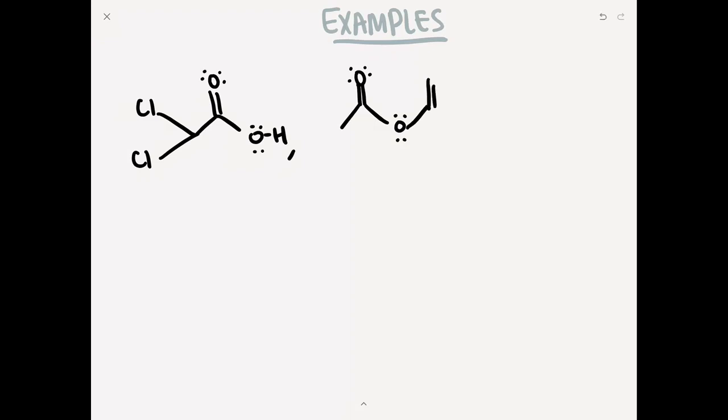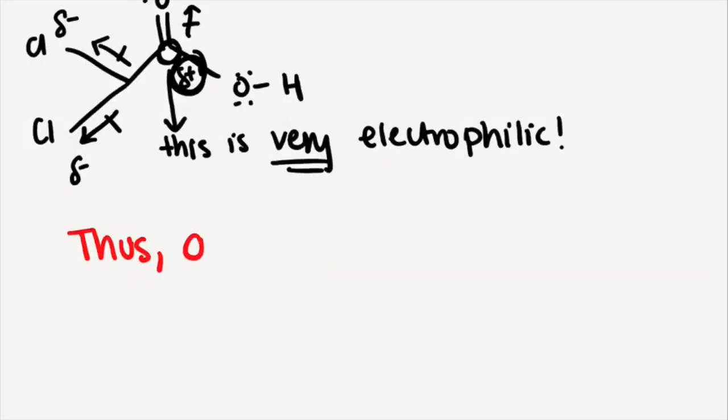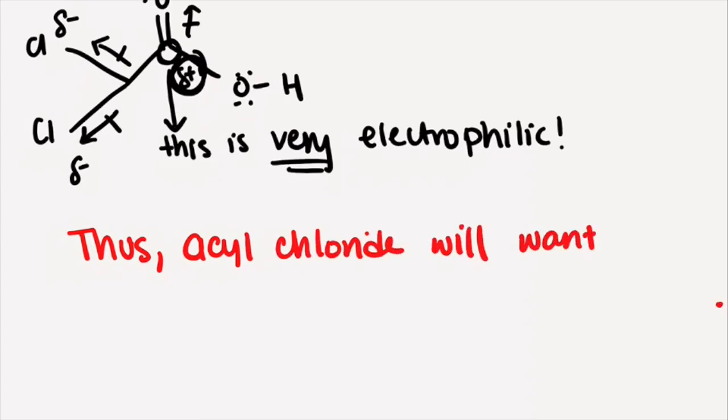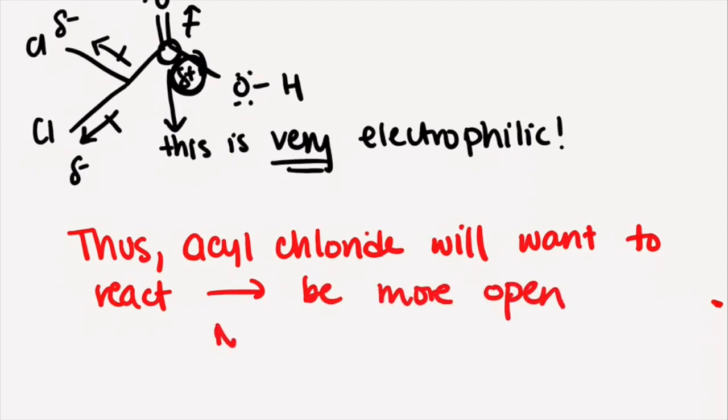Let's compare acyl chloride, acetic anhydride, and isobutyric acid. In acyl chloride, chlorine is very electronegative. This means chlorine will generally tend to draw the negative charge towards itself and therefore away from the carbon. The more electronegative the atom near the central carbonyl carbon, the more it will pull the negative charge towards itself, starving the carbon of electron density. This will make carbon very electrophilic and quite susceptible to nucleophilic attack.